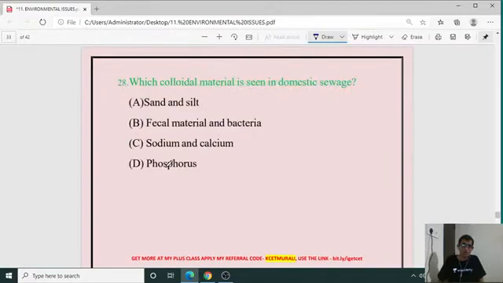So next question, number 28. Which colloidal material is seen in domestic sewage? Colloidal material means it's not completely solid or liquid. So it is the fecal material and bacteria that will be there in the domestic sewage water.